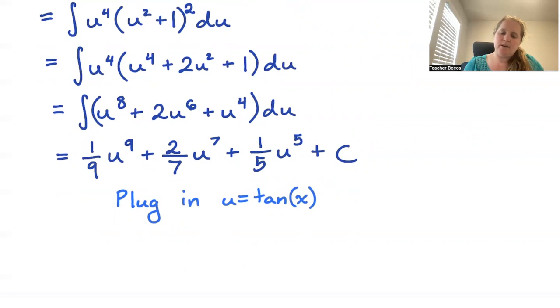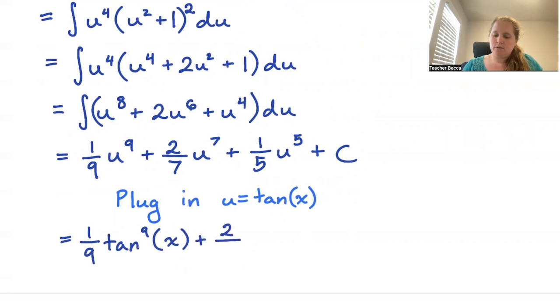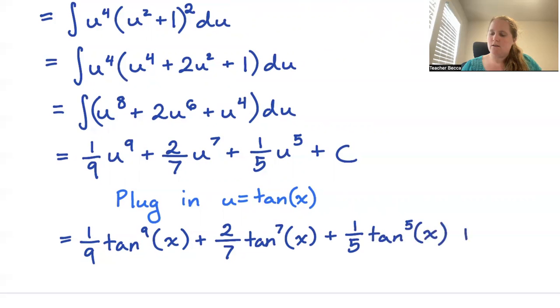And we wind up getting 1/9 times tangent to the 9th of x plus 2/7 times tangent to the 7th of x plus 1/5 times tangent to the 5th of x plus c. So again, the trick here is just recognizing that we can force that u substitution and then evaluating our integral of the polynomial.